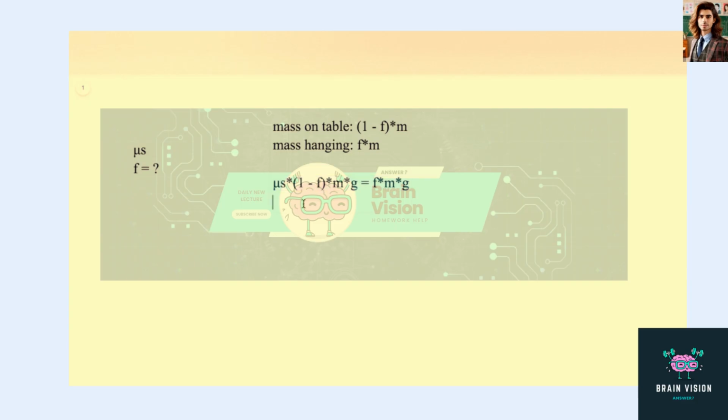The first thing we can do, we see that there's a factor of M and G in both of these terms, so we can just cancel this out. And now let's expand out this side on the left. So we're going to end up with mu s minus mu s times F equals F. Let's add this mu s times F term over here. This is going to let us now factor out that F. So pulling out a factor of F from both of these terms, and when we finally divide, we should get that this fraction is equal to mu s divided by 1 plus mu s. So this is the fraction of the rope that will be hanging off of the table, assuming that the rope is not sliding.